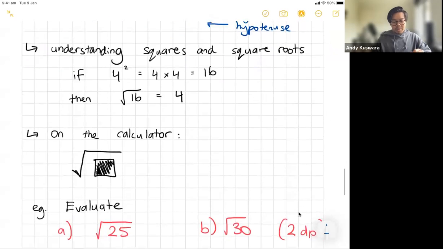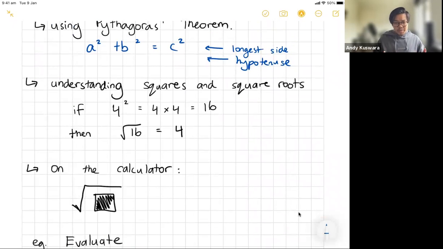Now, you'll also do some exercises where you can put it into your calculator. The button looks like this. It should be right next to your fraction button if you're using the Casio FX82AU or something similar. You just press it and then put whatever number you want underneath.